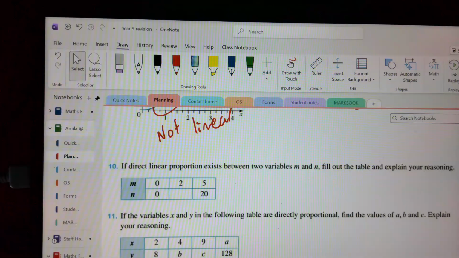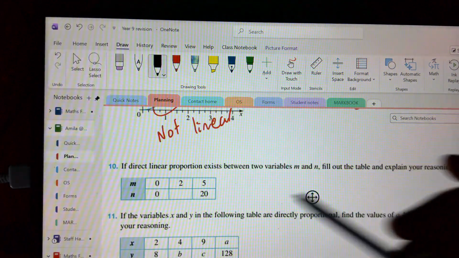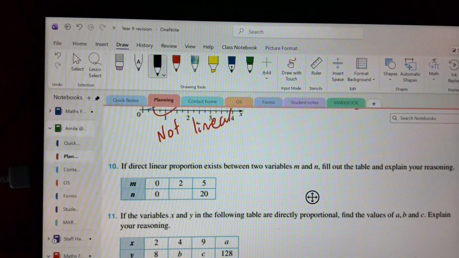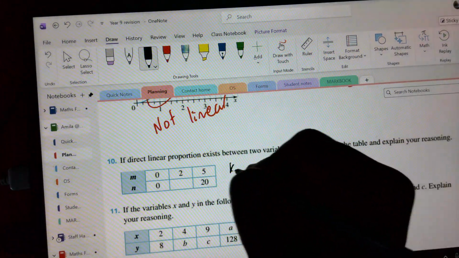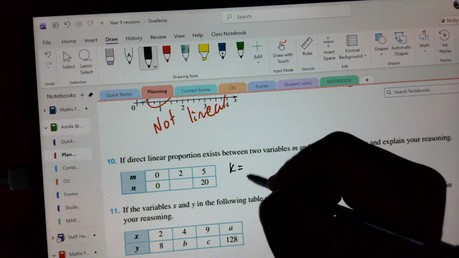Alright, question 10. If a direct linear proportion exists between two variables m and n, fill out the table and explain reasoning. Again, you have to be able to understand that if they're directly proportional, and if a relationship does exist, what I'm asking you to find there is the k value. And we know k value is y divided by x, or in this case n divided by m.